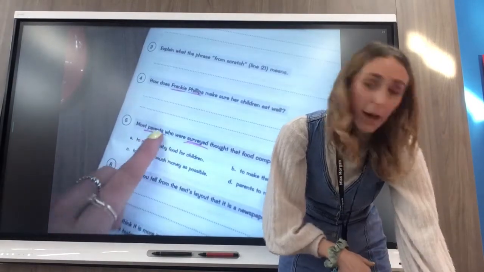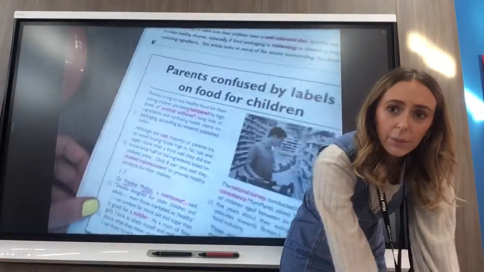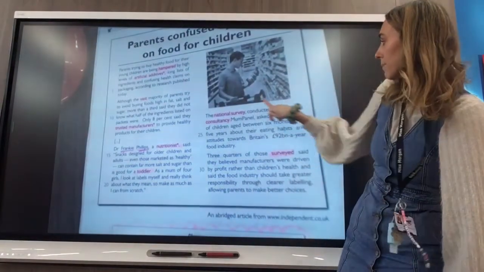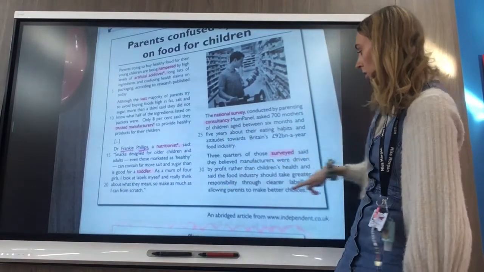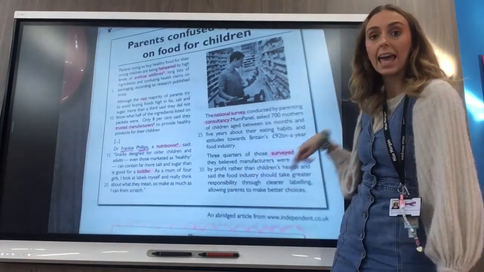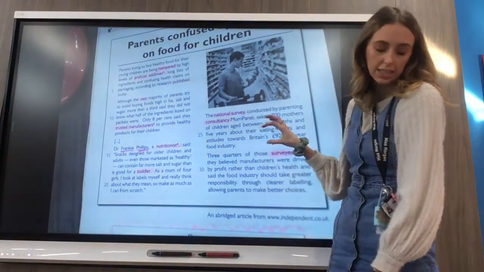And it does talk about the parents who were surveyed, and I know that when I was looking at the text, it spoke about a national survey here. So my answer will probably be somewhere here in the text. So I don't have to look at that side, I just have to look at this side.